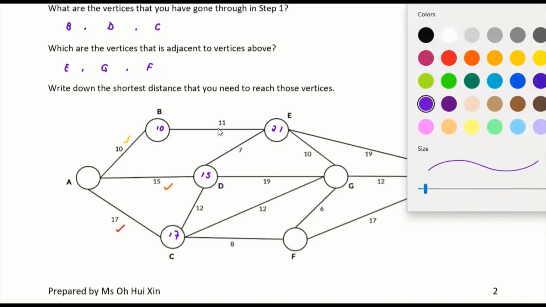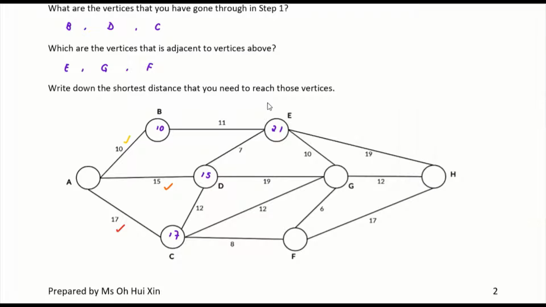Okay, so since I'm using 11 here, I'm going to use the same color, the yellow color, to indicate that I'm going through from A, B, and also D. I hope that you are still following my steps. Okay, so now we move on to the next one.